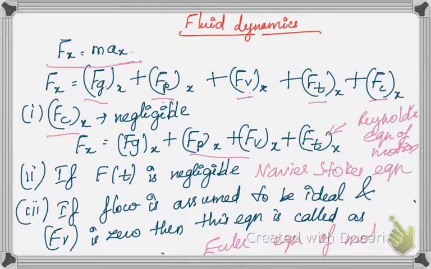So if you are omitting the force due to compressibility, it is called Reynolds equation of motion. If you are omitting the force due to turbulence, it is called the Navier-Stokes equation. And if the flow is ideal and the force due to viscosity is 0, then the equation is called Euler equation of motion. Now we are going to derive this Euler equation of motion.